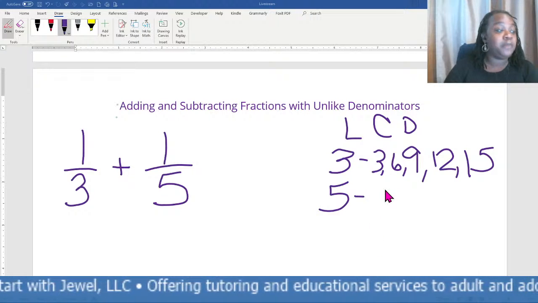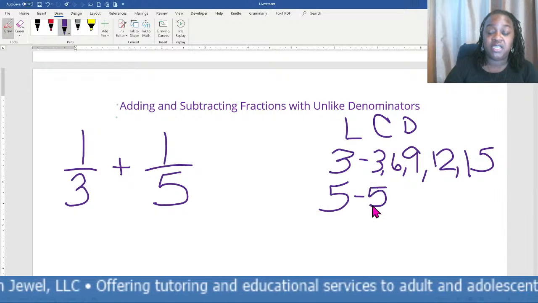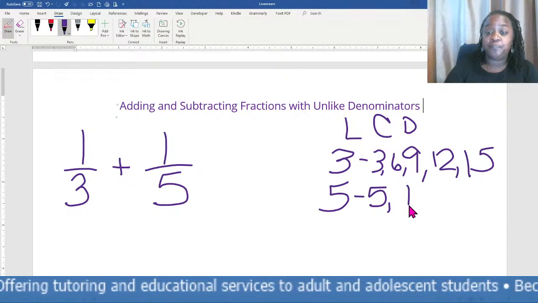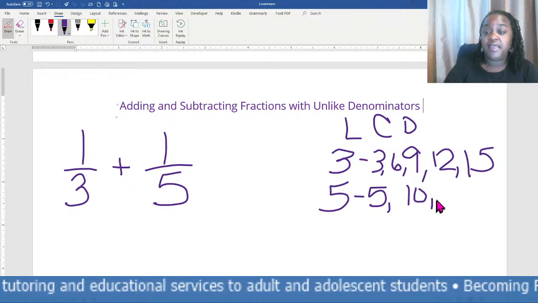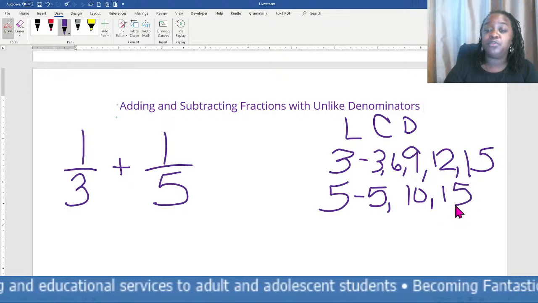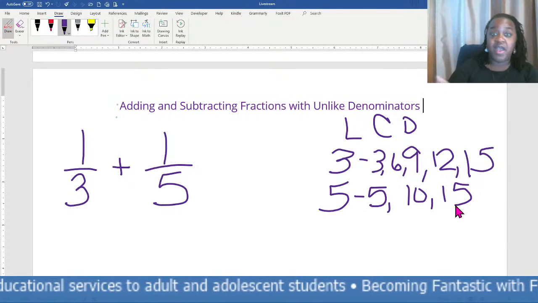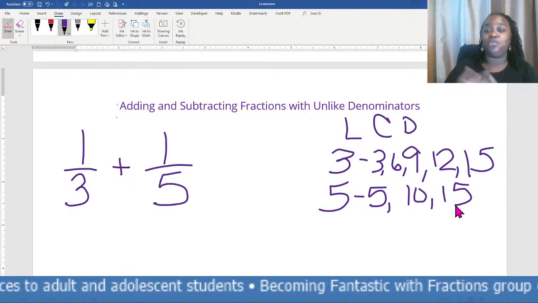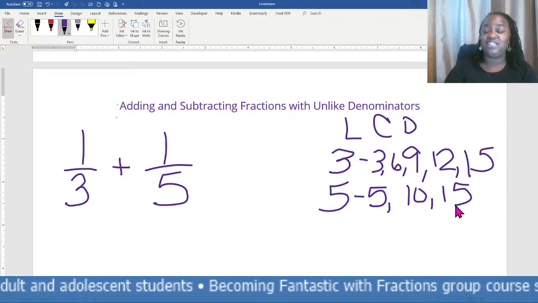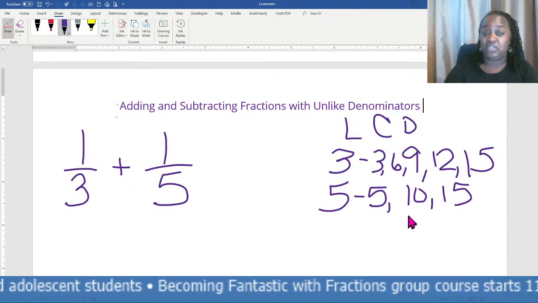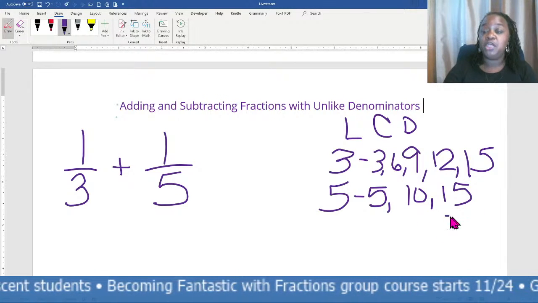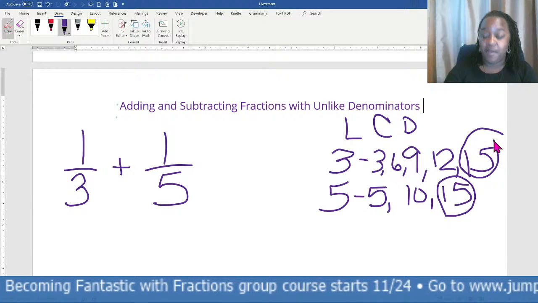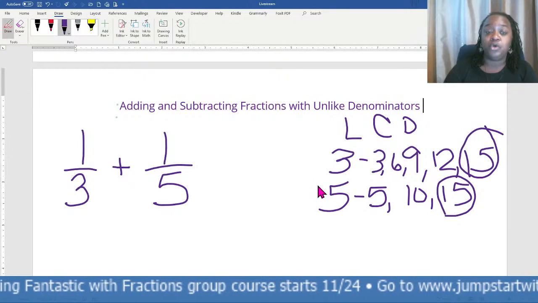Now we have to list the multiples of 5, and we see what's going to be common. What do they have in common? So the multiples of 5 are, of course, 5, 10, and 15. You can either do your skip counting by 5s, or you can do your times tables. 5 times 1 is 5. 5 times 2 is 10. 5 times 3 is 15. The multiple is always the answer to the multiplication problem. So if you see what number they have in common, they have 15 in common. 15 is going to be the LCD.